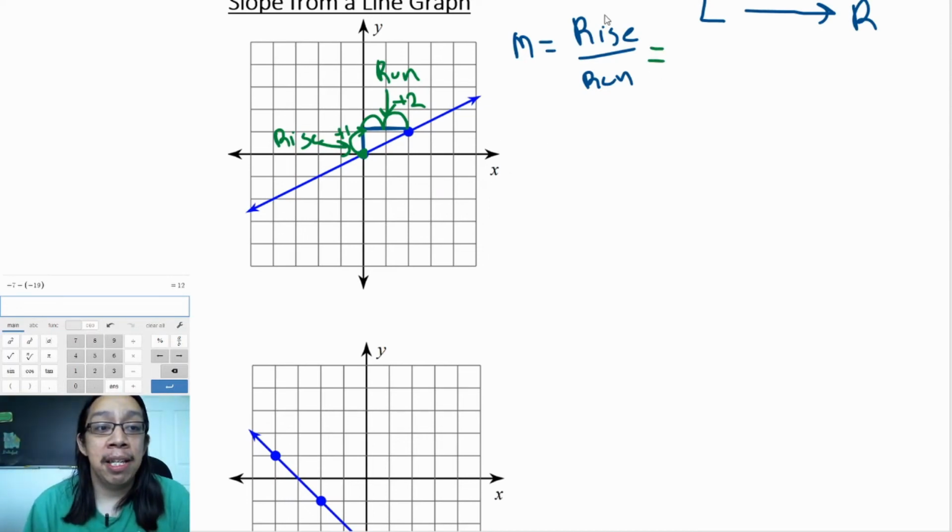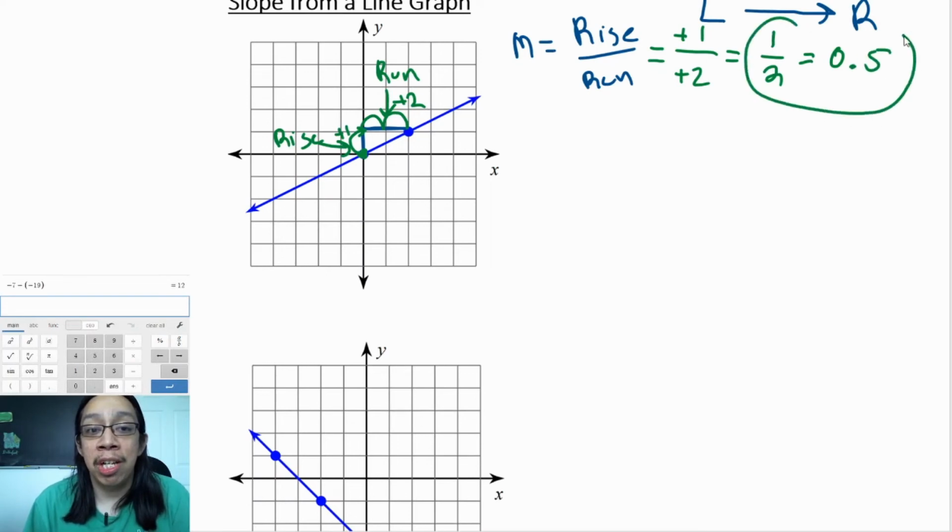So that means that here your rise, the part that goes up and down, is plus 1, and the run, the part that's flat, is plus 2. And if you simplify this, this is just 1 over 2 or just 0.5. So this is your rate of change. This is your slope. Remember, because your slope is positive, what kind of line should we expect? We should be expecting a line that's going up, that's increasing. So the sign of our answer matches the type of line that we have.